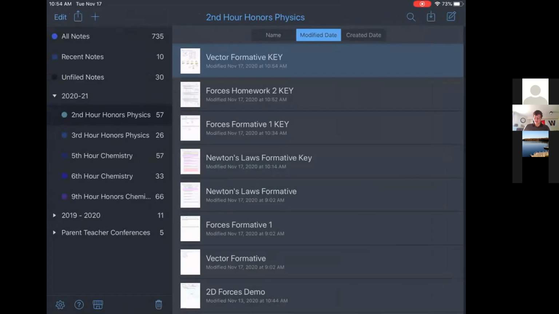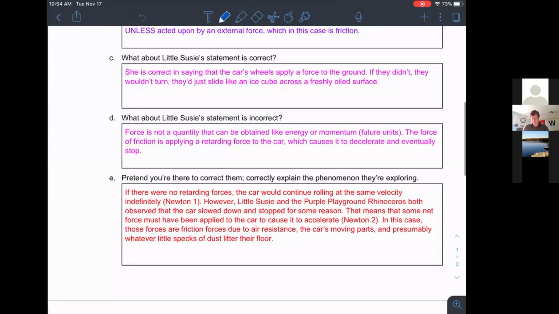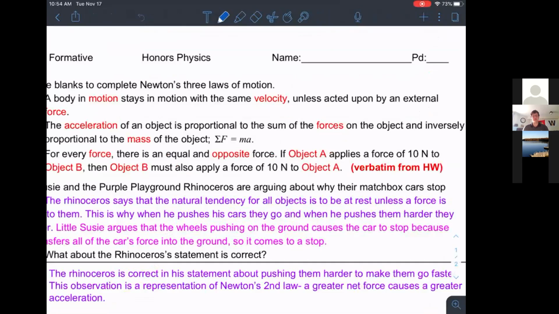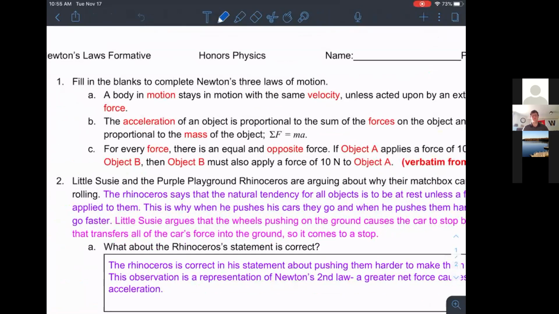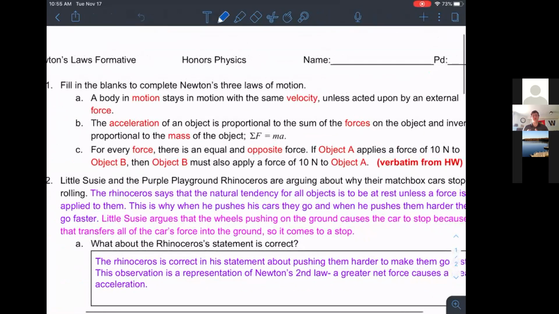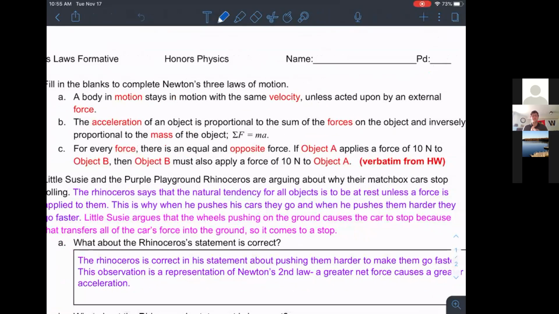All right, so then we're going to go to a little bit more recent of a formative, which was our Newton's laws formative. So the first question for Newton's laws was talking about the three laws of motion that Isaac Newton came up with. So each one, A, B, and C, was one of Newton's three laws. 1A was Newton's first law, stating that a body in motion will stay in motion with the same velocity unless acted upon by an external force.